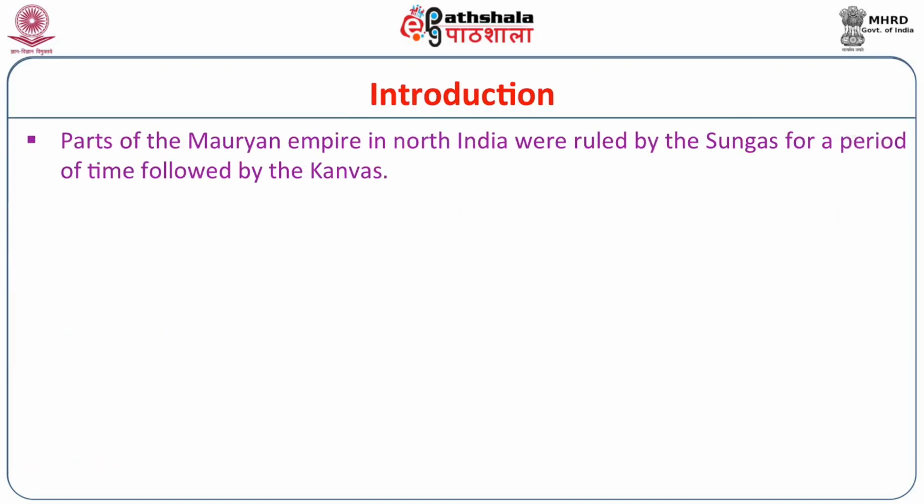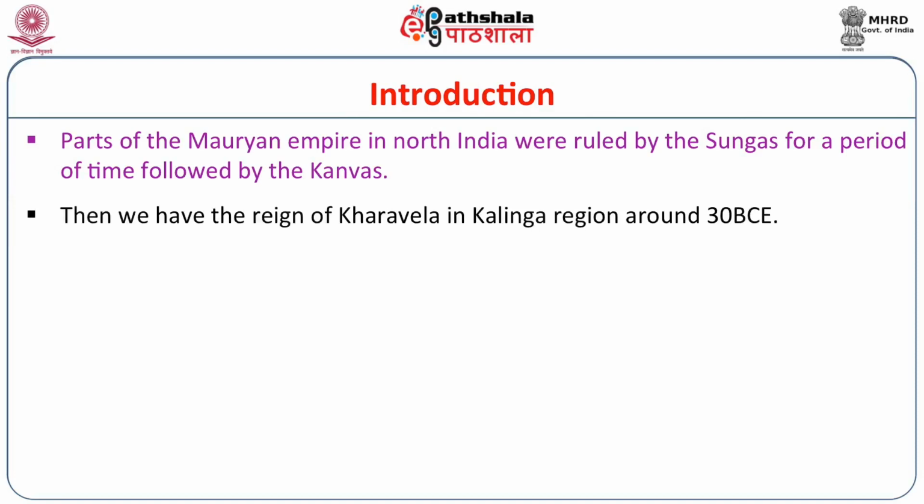Parts of the Mauryan Empire in North India were ruled by the Shungas, as we know that it was Pushyamitra Shunga who actually dethroned the last Mauryan emperor. And the Shungas were followed by the Kanvas. Then we have in eastern India, particularly in Orissa, the reign of Kharavela of Kalinga in around 30 BCE.